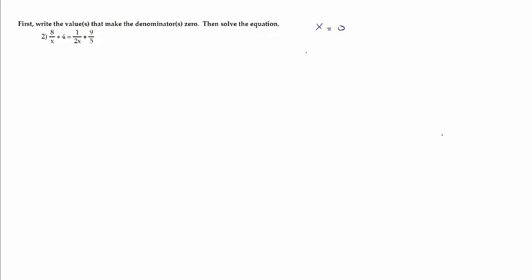So x equals 0, 2x equals 0, those both have the same solution. So x equals 0. That's any value that would cause the denominator to be 0, and I would disallow that solution. Okay, so here I'm solving a rational equation.